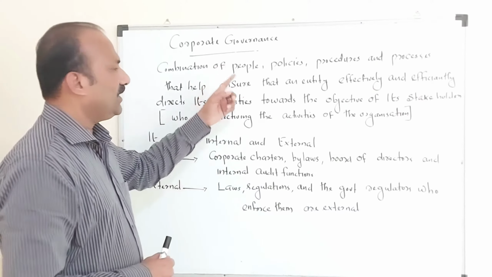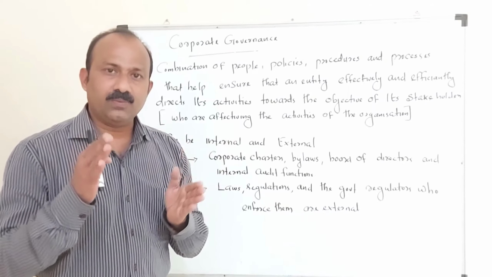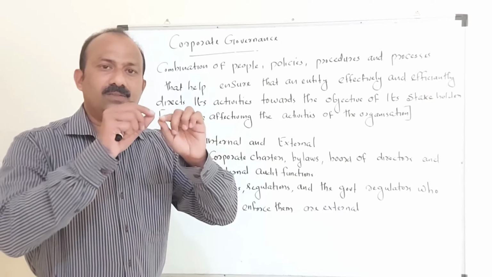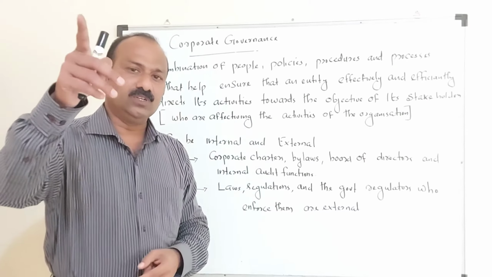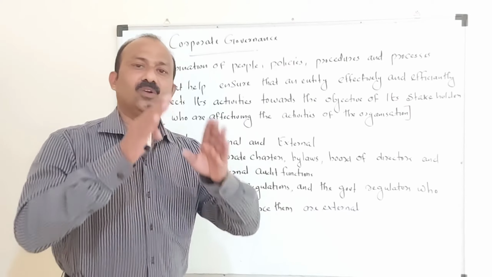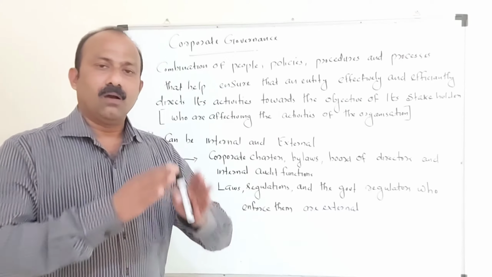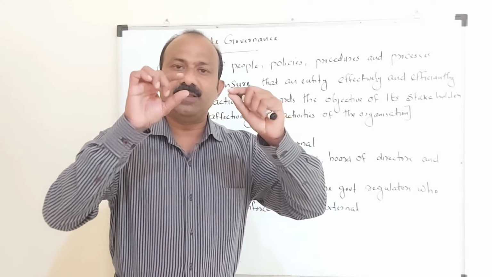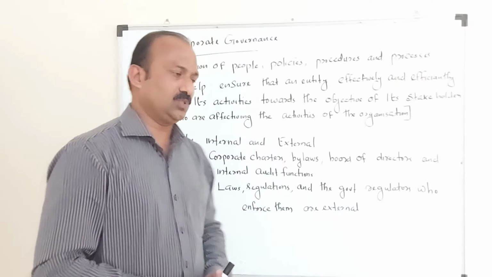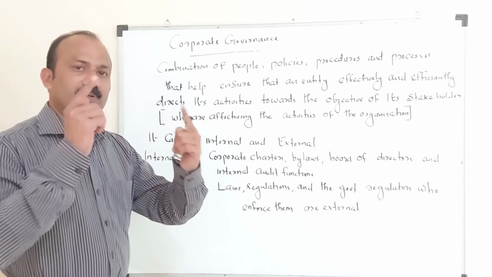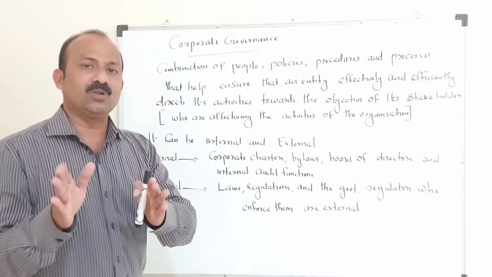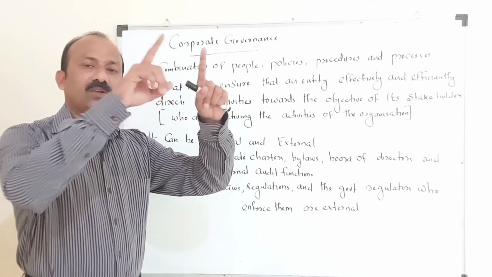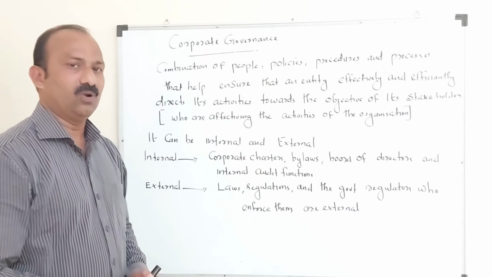So, corporate governance means a group of people will be there, procedures are there, policies are there. All these are directed towards the organizational goals of the organization. All the activities we are doing for the company are for the benefit of the stakeholders. Stakeholders are those persons who are affected by any activities of the organization. Those people we can call stakeholders.